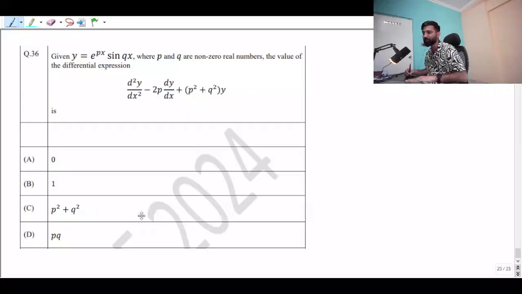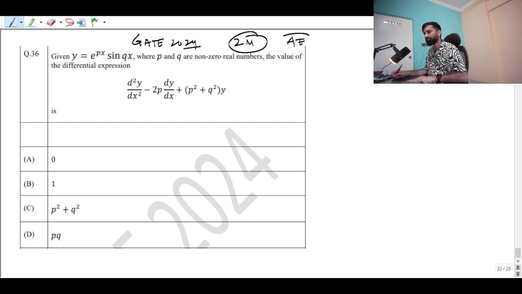We will try to solve this question, and you will see it was cleverly designed, where you don't have to solve it step by step. So let's move to the question directly. This question was asked in GATE 2024, for 2 marks, in aerospace engineering.